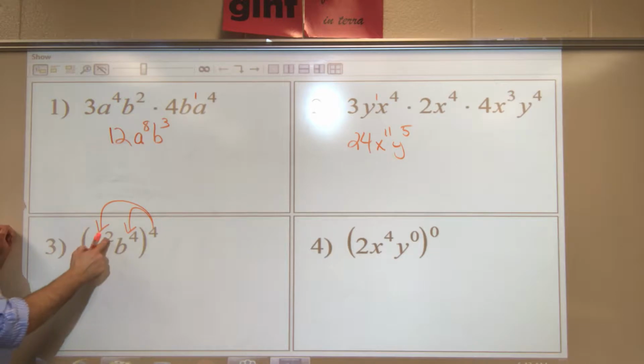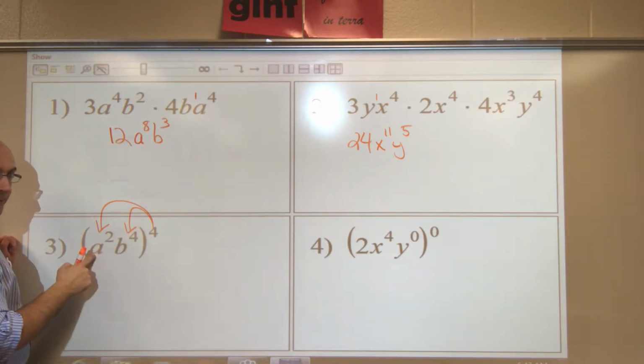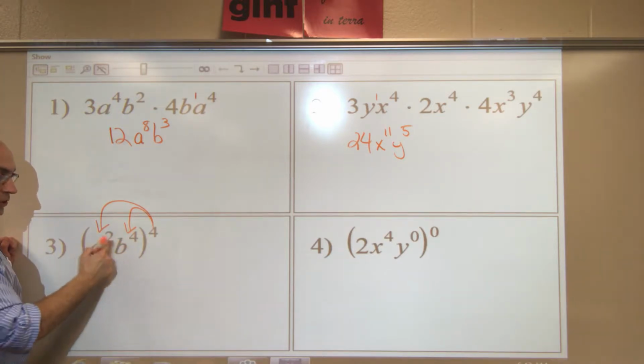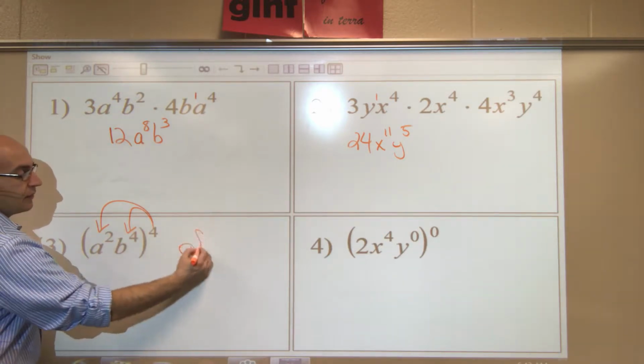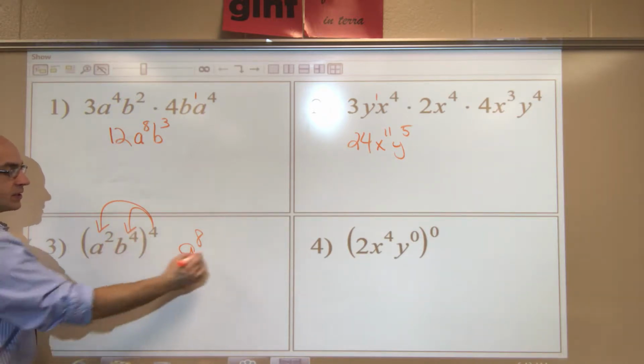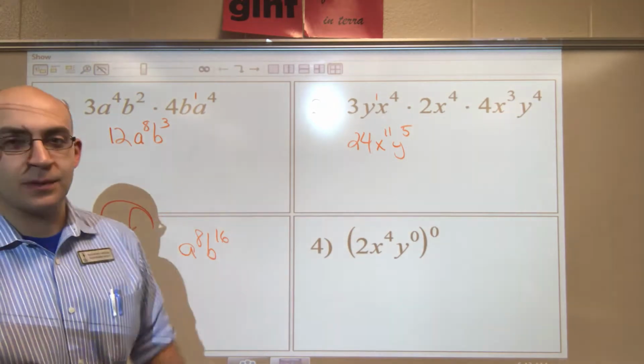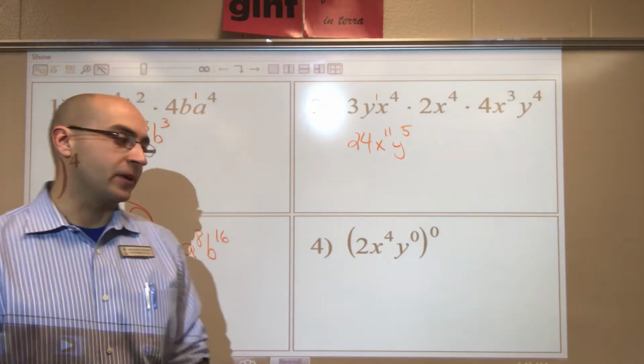So, a to the 2nd, and there's no number in front, so I'm not going to distribute the 4 to that. A to the 2nd times 4. Well, 2 times 4 is 8, so this is a to the 8th. B to the 4th times 4, so 4 times 4 is 16. That means there are 16 there. Final answer. Go ahead and pause me for this one. You got lucky, because I made an easy one for you.